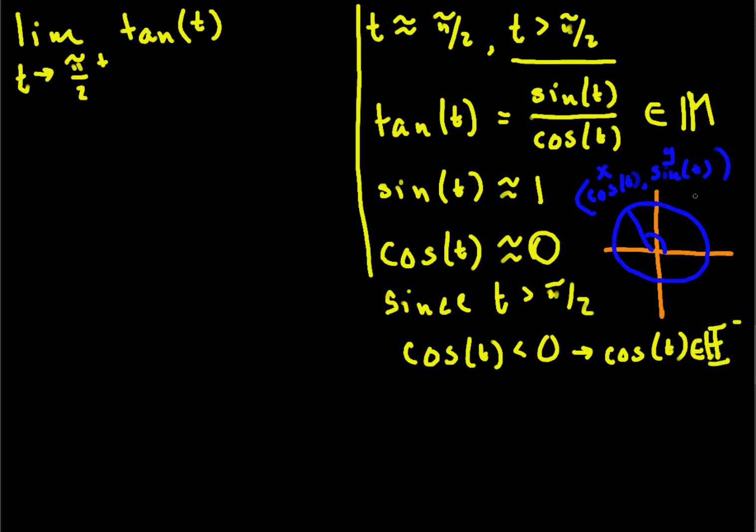And if it's a negative infinitesimal, this tells us that tangent of t, which we already know is infinite, is a negative infinite number, since the numerator is close to 1, i.e. positive, and the denominator is negative but close to 0. So we would say this is equal to negative infinity.